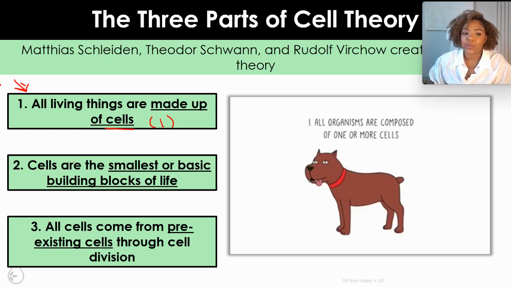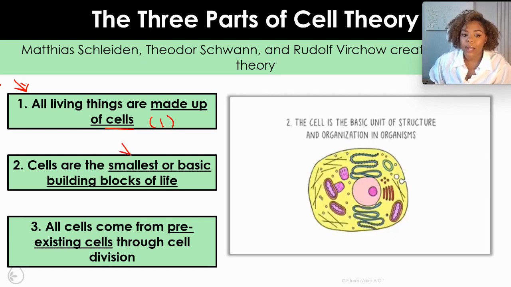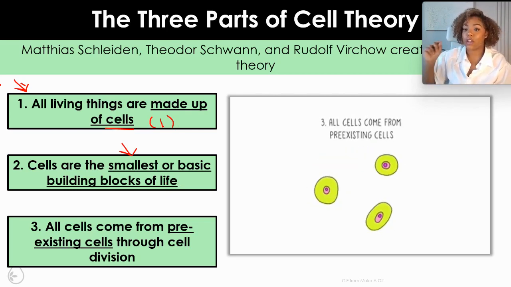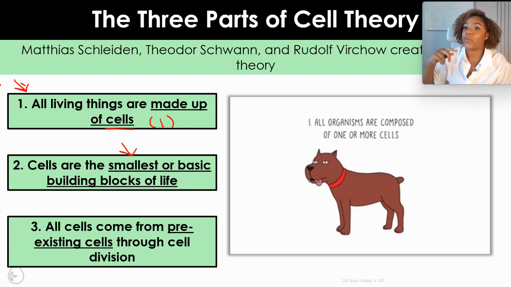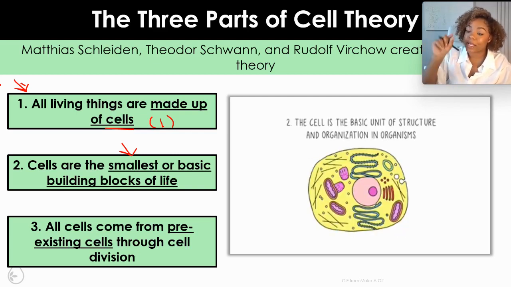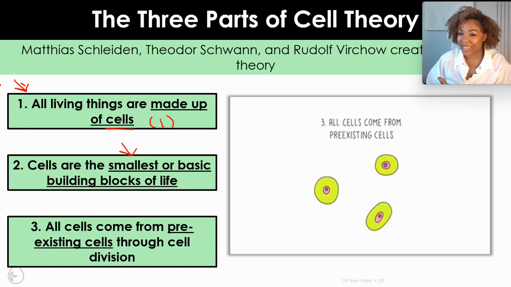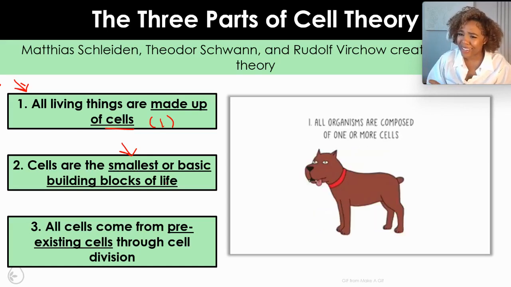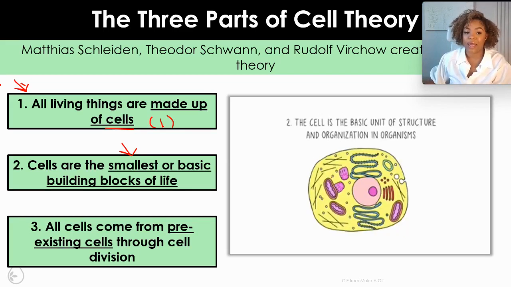The second thing that has to be true is that cells are the smallest or basic building block of life. There will be nothing living that is smaller than a cell. Now, yes, we have elements like carbon and hydrogen. Those are atoms and they're very small, but atoms or elements are not living things. Electrons are not living things. Cells are the smallest and most basic building blocks of life.